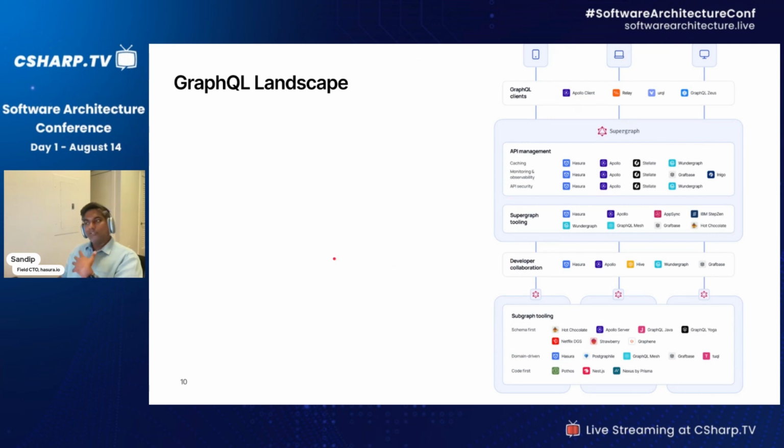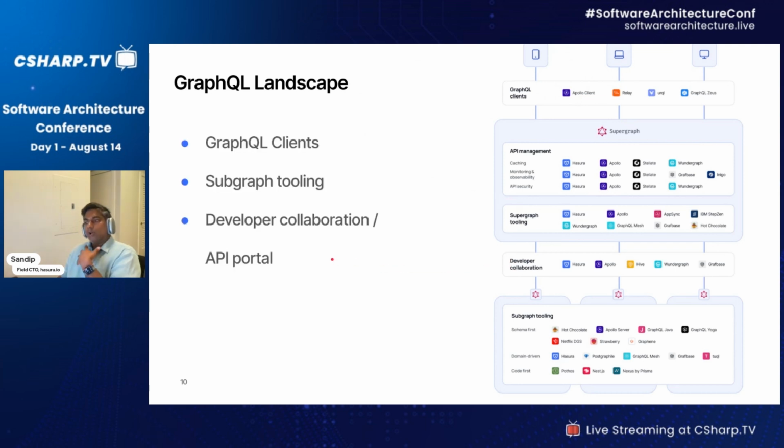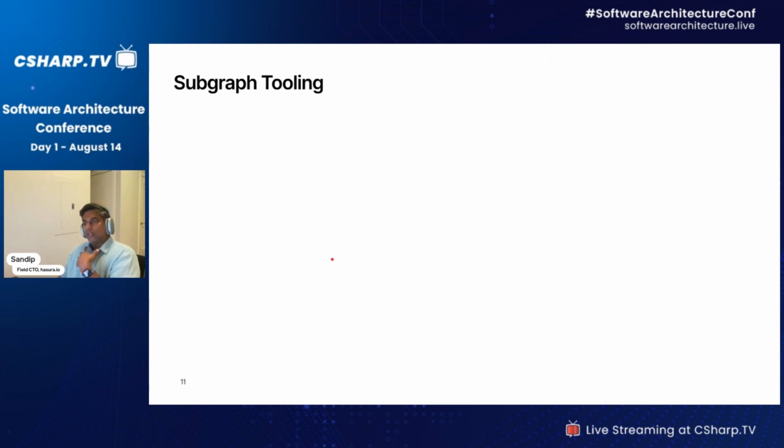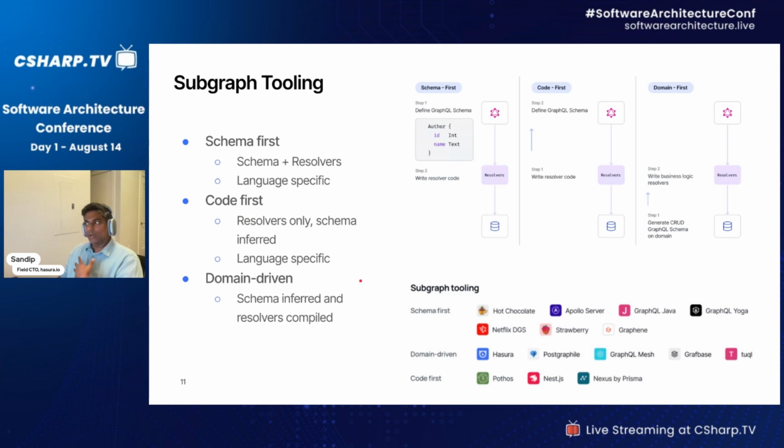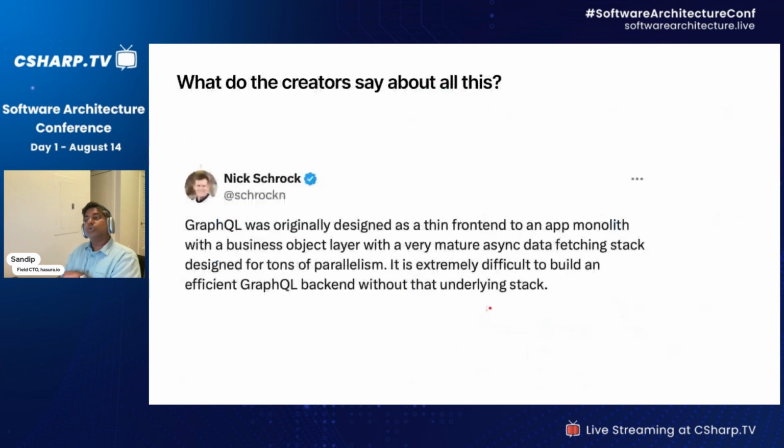And what we have seen in the recent past is that the subgraph tooling has been moving to more code first and domain driven approaches, right? And there's a whole host of things that have come up here, not just from independent vendors, but also from cloud providers. And the whole reason for this is if you go back to the origins of GraphQL, right?